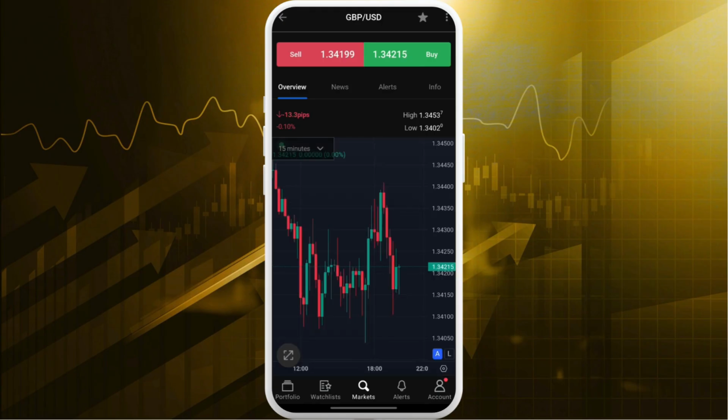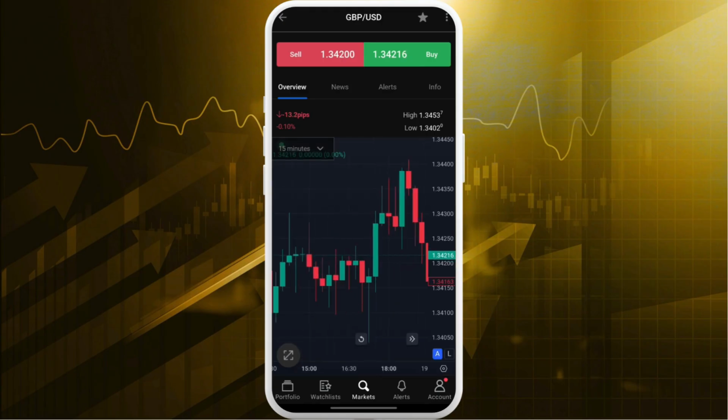After you choose your currency pair, you will see the charts like this. Now you can analyze the market trends. Before trading, you always need to analyze the pair. You can use this chart feature in order to analyze everything. Once you are done analyzing and monitoring everything, you can now place your trade.